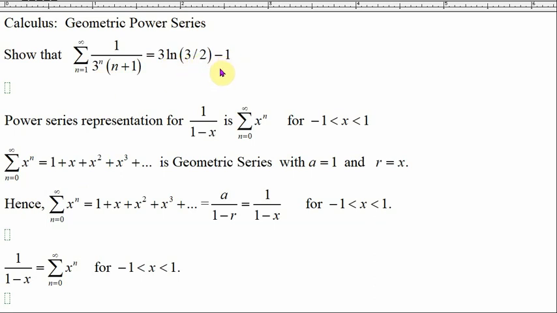Recall that the power series representation for the function 1 over 1 minus x is the infinite series with the expression x to the n. And this infinite series converges when x is between -1 and 1.